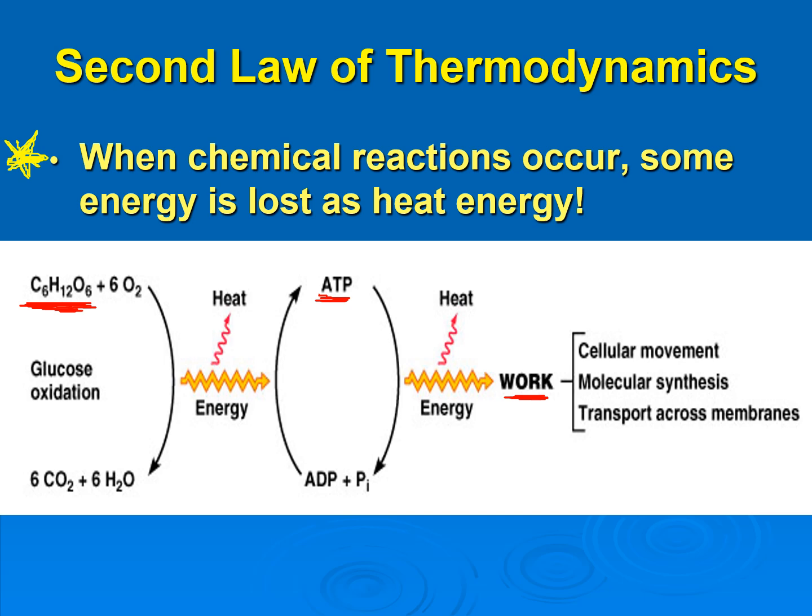But you can see that each time we do a chemical reaction and release energy, we are going to be losing some of that energy as heat energy, because we're not 100% efficient each time we convert the energy from one form to another. And that's because of the second law of thermodynamics.